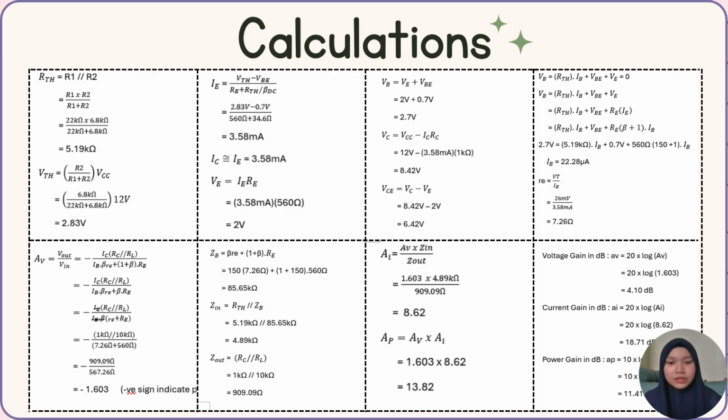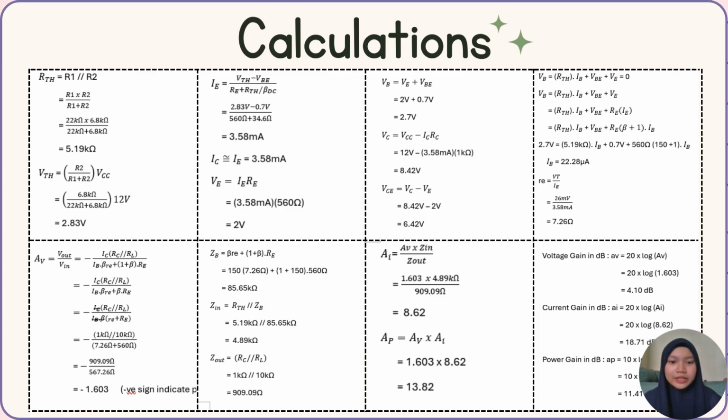Next is how to calculate the impedance. We use beta RE plus, 1 plus beta times RE, we get 85.65 kilo ohm. The Zin equal to RTH in parallel with ZB equal to 4.89 kilo ohm. And lastly, Zout is equal to 909.09 ohm.